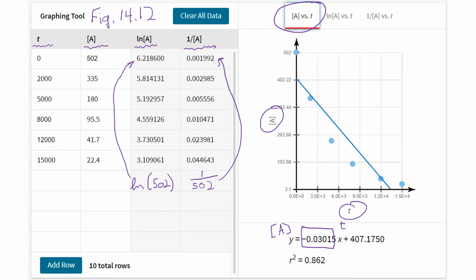All right, well, let's look at the other plots because the computer has already calculated the natural log data and the reciprocal data. So let's pull up those plots and see what they look like. When you're using the tool in this section, you can just click on this tab up top that says natural log of A versus T.